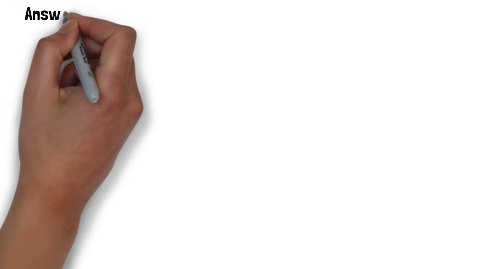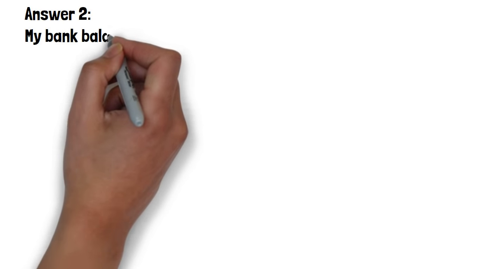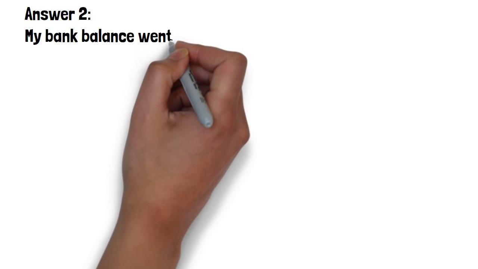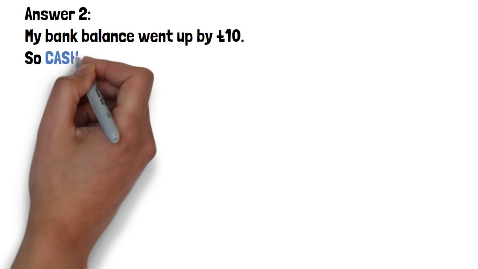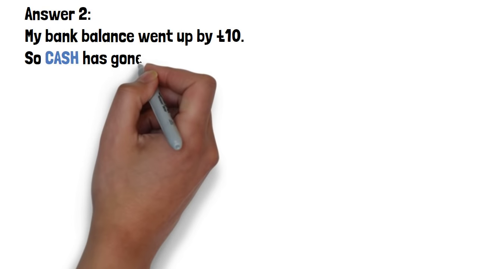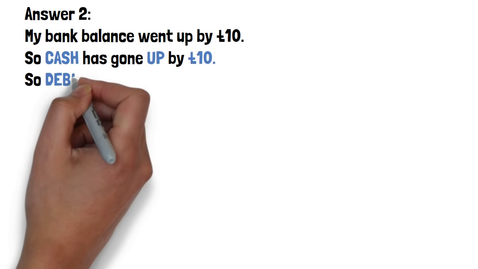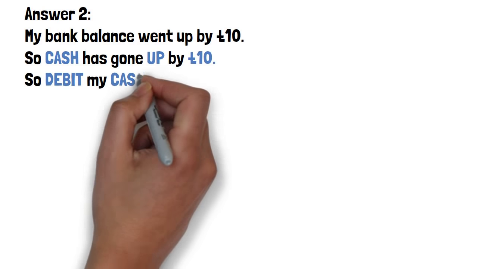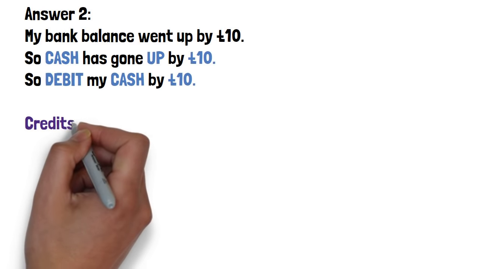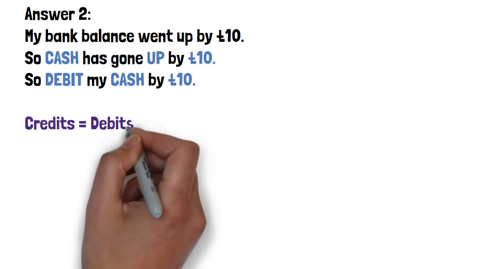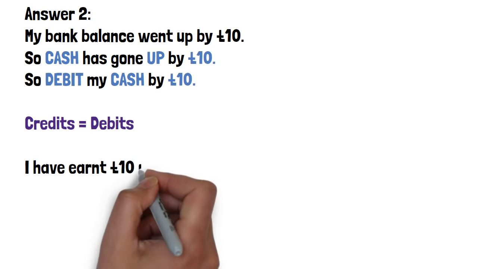Okay. Now let's go to answer number 2. My bank balance has gone up by £10. This is because the bank has given me interest on the cash that sat in the bank account. So cash has gone up by £10. Let's apply rule number 2. An increase to cash is a debit. A decrease to cash is a credit. Well, cash has gone up, and therefore it's a debit to cash for £10.